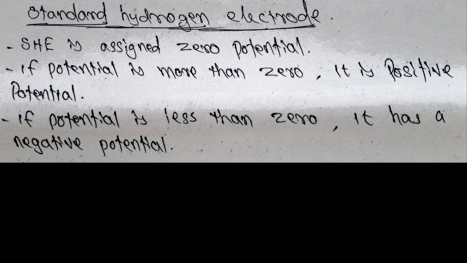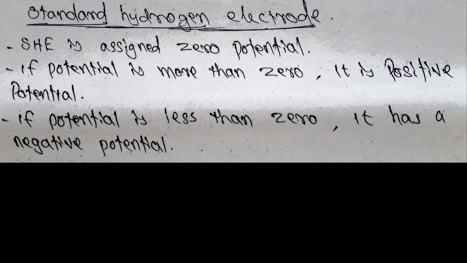After connecting a cell with the standard hydrogen electrode, if the potential is less than 0, it has a negative potential. If the potential is more than 0, it will be a positive value. It is a positive potential.